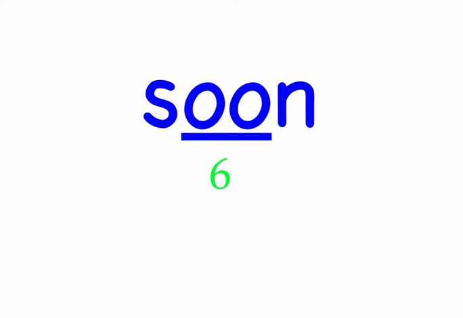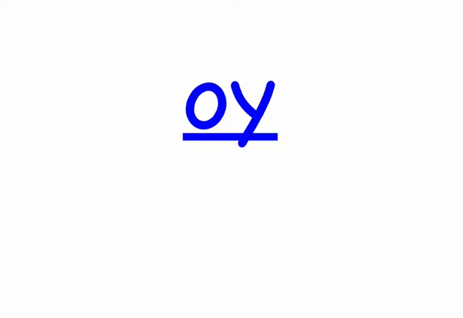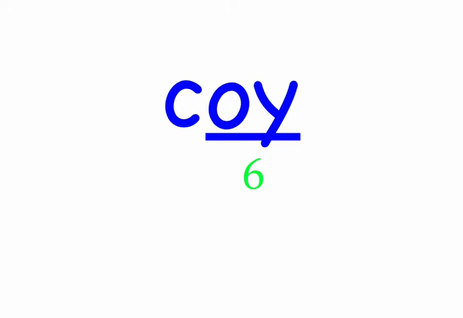Soon. Coy. The little girl is being coy with her father. Coy. 2 sounds. K, oi. Coy. Yawn. I tried to stifle a yawn. Yawn. 3 sounds. Y, aw, n.